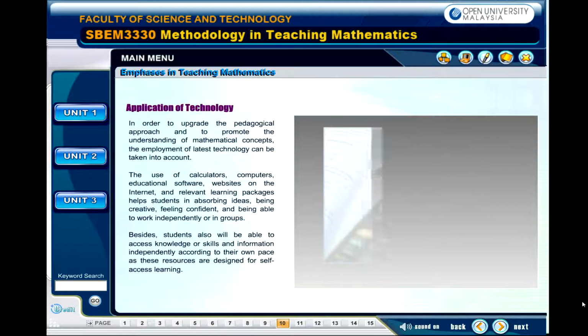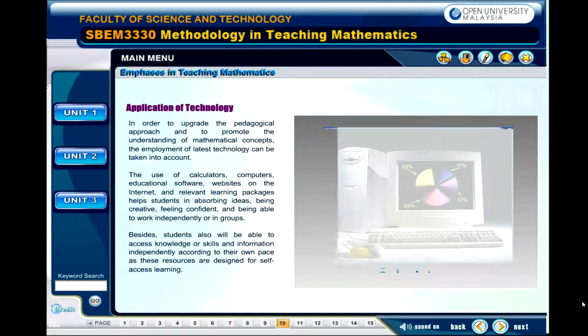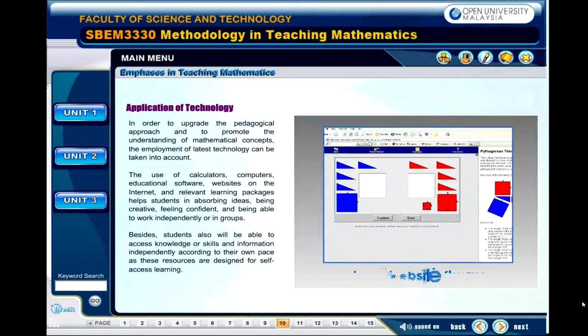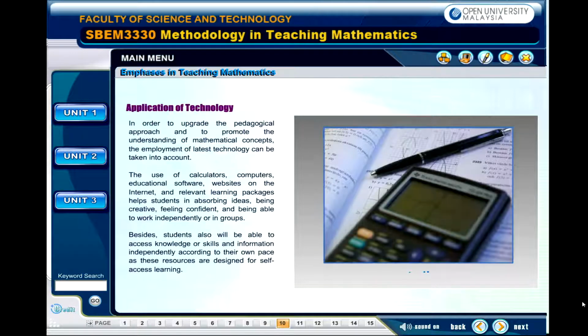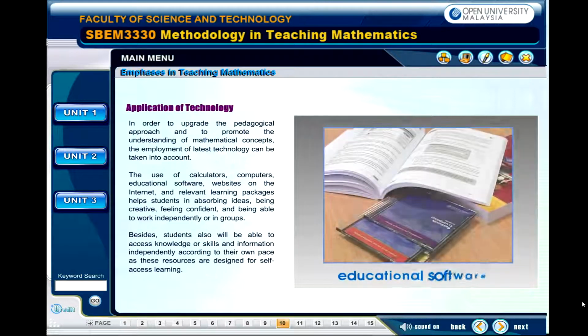In order to upgrade the pedagogical approach and to promote the understanding of mathematical concepts, the employment of latest technology can be taken into account. The use of calculators, computers, educational software, websites on the internet, and relevant learning packages help students in absorbing ideas, being creative, feeling confident, and being able to work independently or in groups. Besides, students also will be able to access knowledge or skills and information independently, according to their own pace, as these resources are designed for self-access learning.